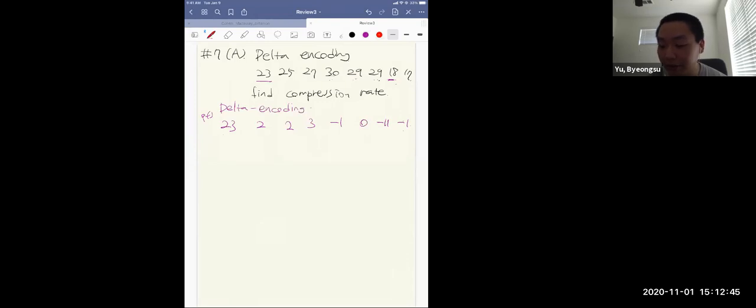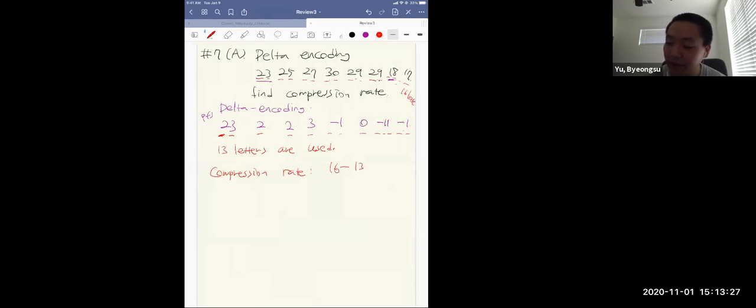And if you count the symbols used for this encoding: 1, 2, 3, 4, 5, 6, 7, 8, 9, 10, 11, 12, 13, right? So 13 letters are used. So the compression rate is, and here the original has 1, 2, 3, 4, 5, 6, 7, 8, 9, 10, 11, 12, 13, 14, 15, 16. So it is 16 minus 13, over 16. And negative should be counted as a letter because negative something is definitely different from a positive one. If we didn't put the negative sign, then we could not decode it properly, so that's why we count it as a letter.